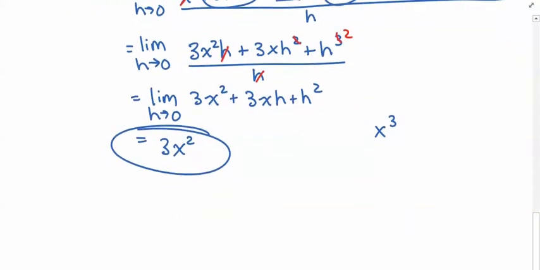So if my x cubed graph looks like this, so a polynomial function, then my derivative of this is a parabola, crazy.